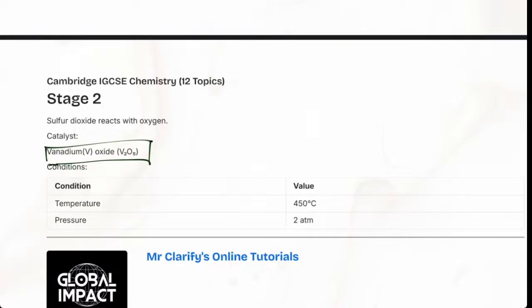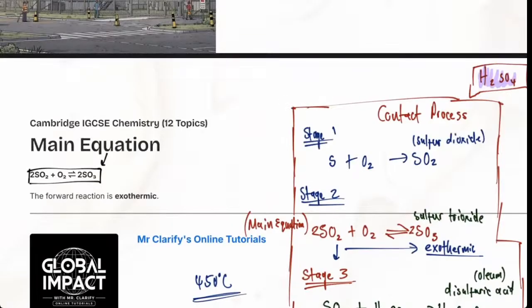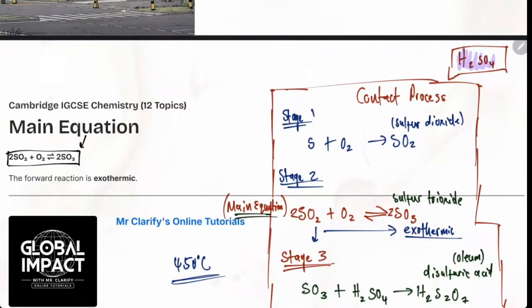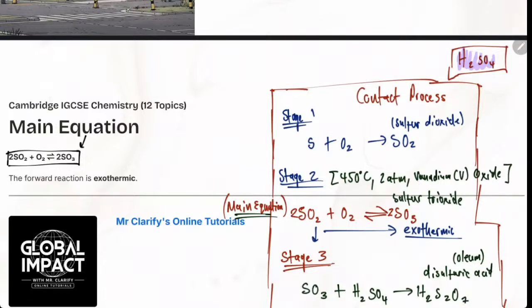Now, it is all going to be in stage 2 where you have the main reaction, the main equation. We only have 3 stages. It's different from the Haber process where we had 5 stages, but the 5 stages had no reactions. Here we have reactions, equations to write, and it happens in stage 2. This is where we are going to have 450 degrees Celsius. Then the pressure will be nothing, 2 atmospheres, almost nothing. Then we say vanadium 5 oxide, catalyst. And you're done.